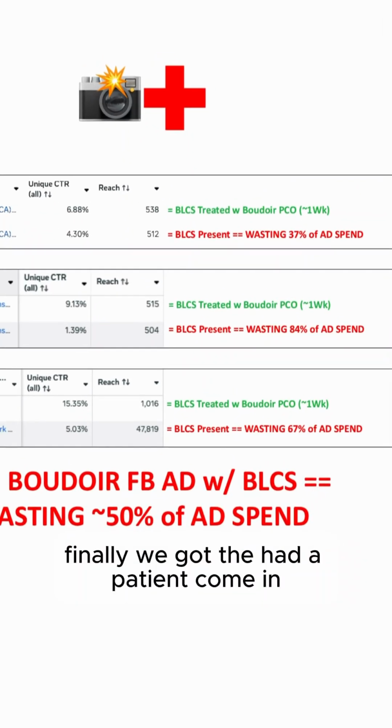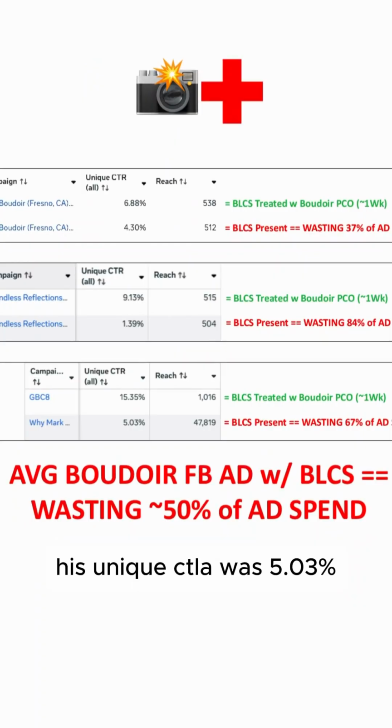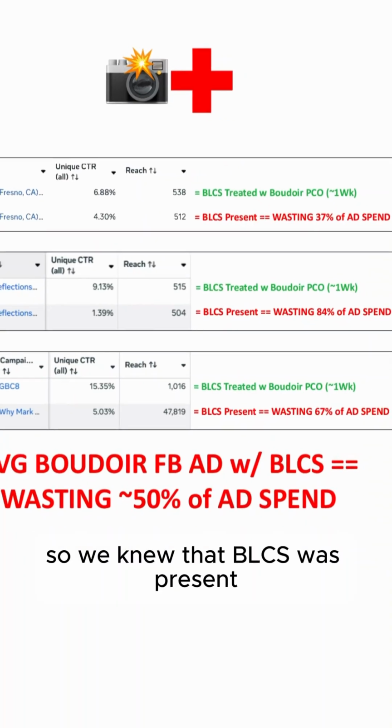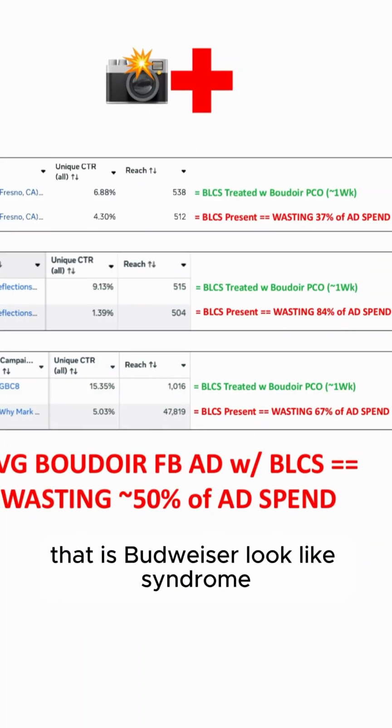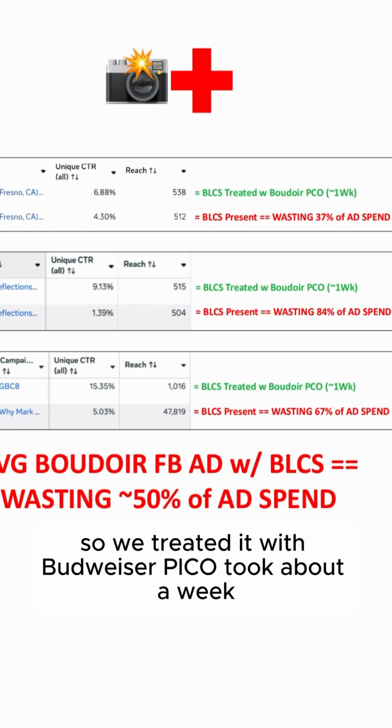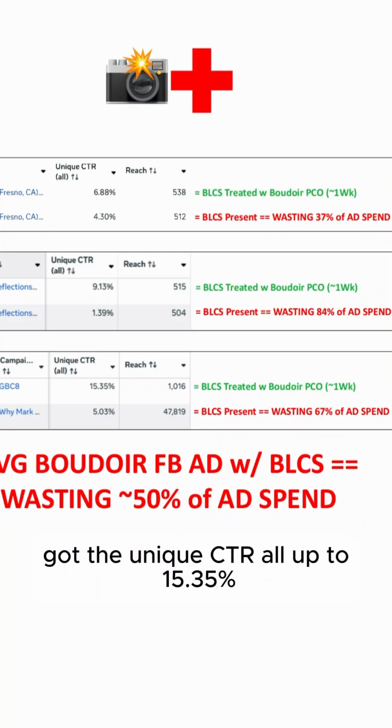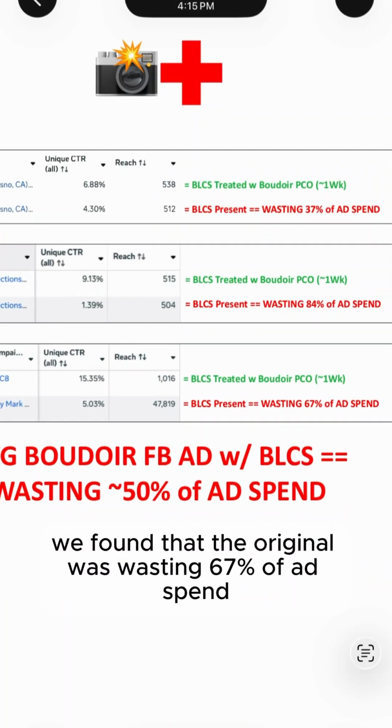Finally, we had a patient come in. His unique CTR was 5.03%. So we knew that BLCS was present. Unique CTR under 6% means BLCS is present. That is Boudoir low click syndrome. So we treated it with Boudoir Pico. Took about a week. Got the unique CTR up to 15.35%. So we found that the original was wasting 67% of ad spend.